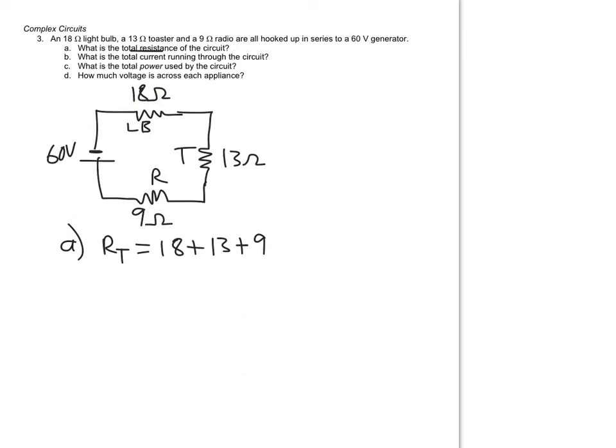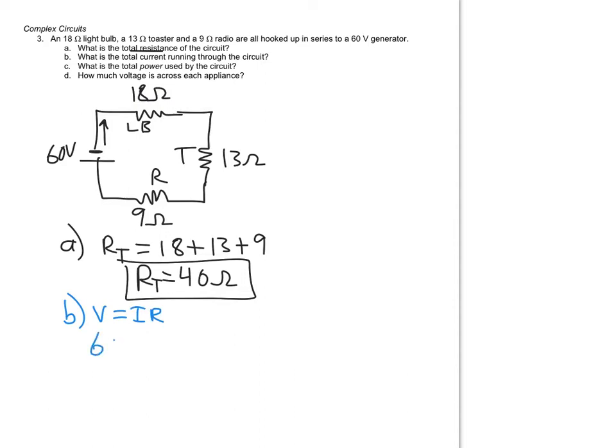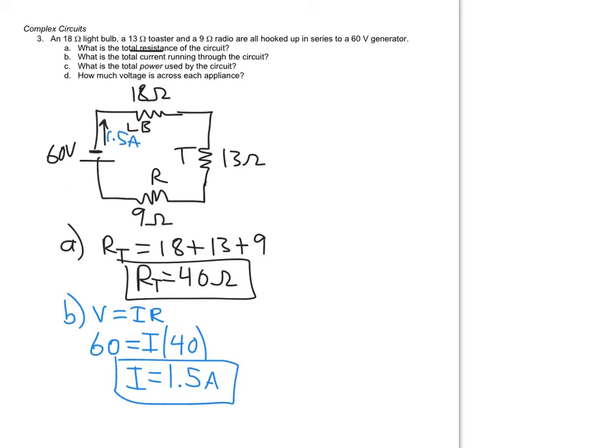And so when I do that, I end up finding that my total resistance here is going to be 40 ohms. From there, I can go ahead and find the total current, which is really the current that's leaving the generator there. And I'm going to do that by doing Ohm's law. So I'm going to say V equals IR. I know my voltage is 60. And the total resistance of the circuit is 40 ohms. And so I get a current here of 1.5 amps. So that is the current that actually leaves this generator here to travel through the circuit.